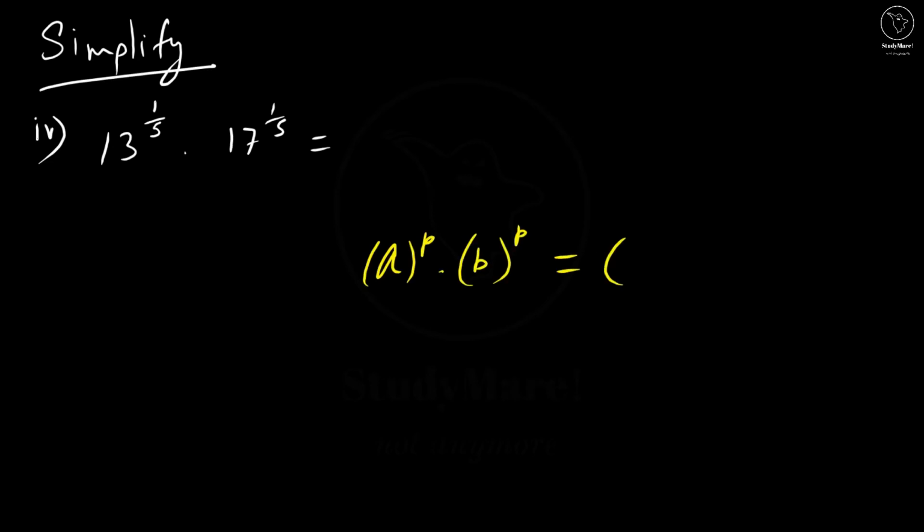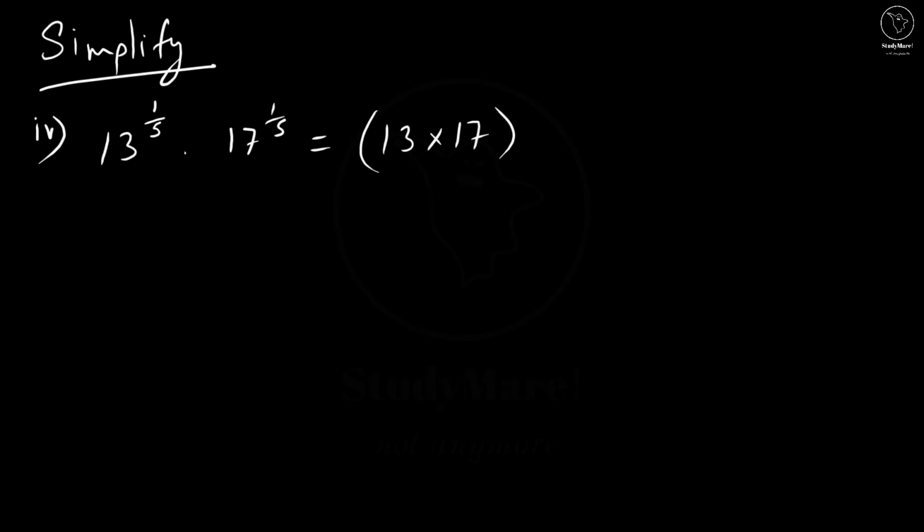Example 4 is 13 to the power 1 by 5 into 17 to the power 1 by 5. Applying the fourth law, a to the power p into b to the power p is equal to a into b whole raised to the power p. We get 13 into 17 whole raised to the power 1 by 5, equal to 221 whole to the power 1 by 5, which can also be written as 221 to the power 1 by 5.